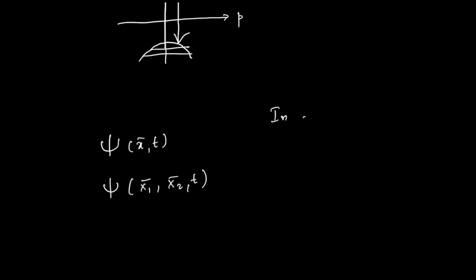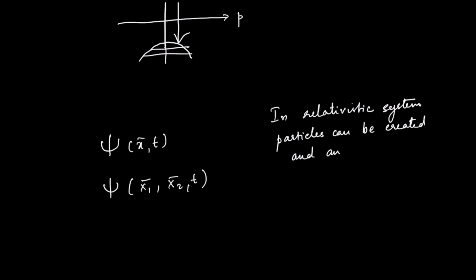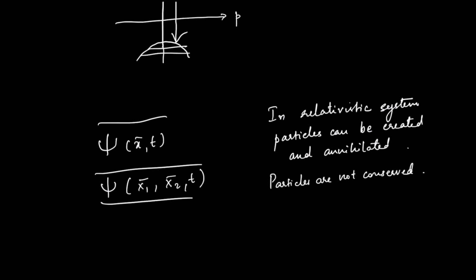So in a relativistic system, particles can be created and annihilated. Particles are not conserved. Therefore, this kind of wave function concept doesn't even make sense.